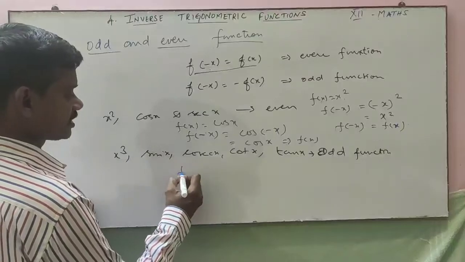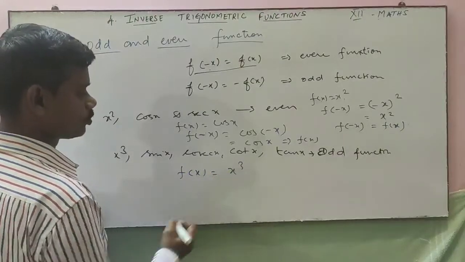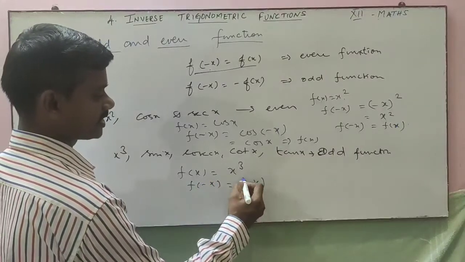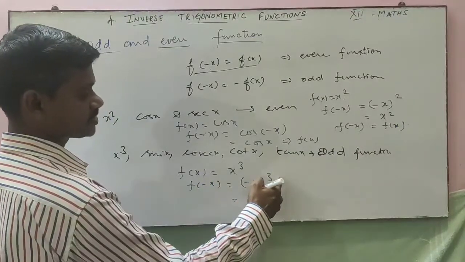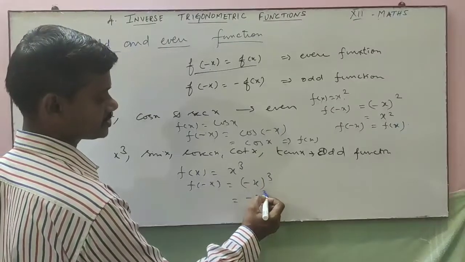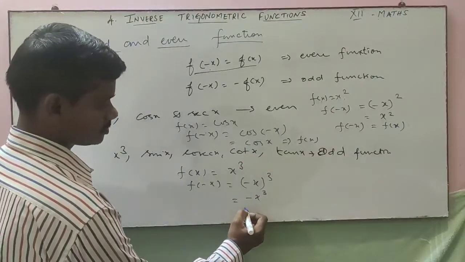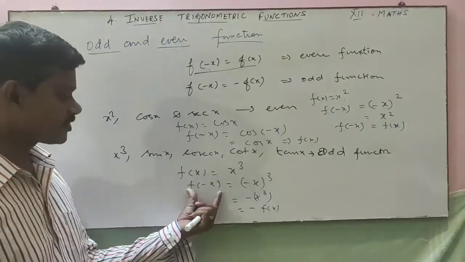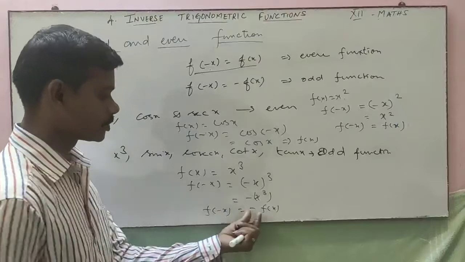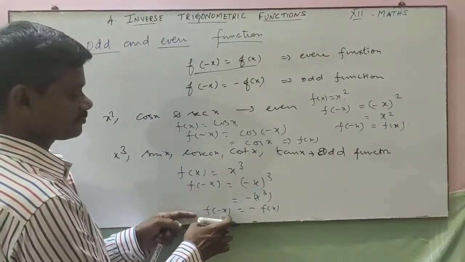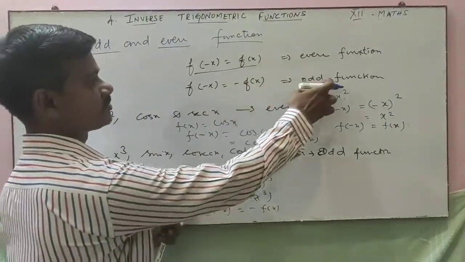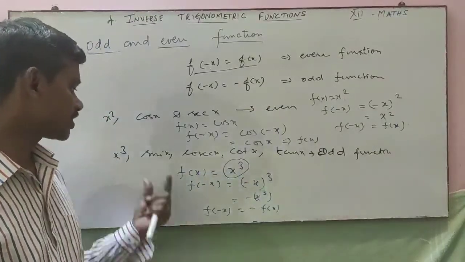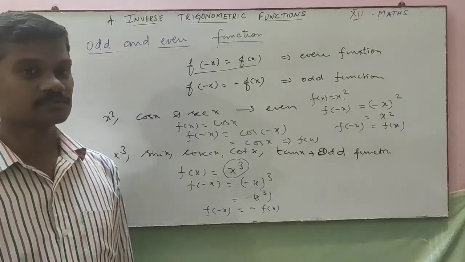Like that, if I take f of x as x cube, then I substitute the value of x as minus x, I will get minus x whole cube. Minus x whole cube gives minus x cube. Here you can write this x cube as f of x. So f of minus x gives minus f of x. So if f of minus x is equal to minus f of x, we call this an odd function. So x cube is an odd function. So we can find this out for all these values.